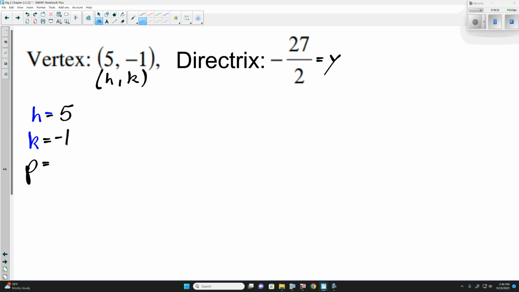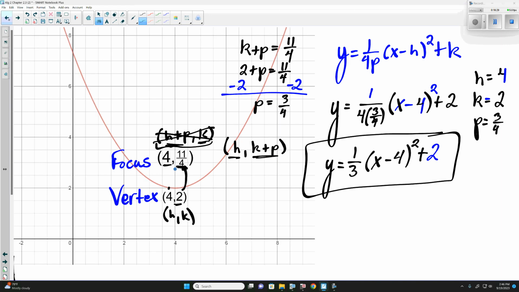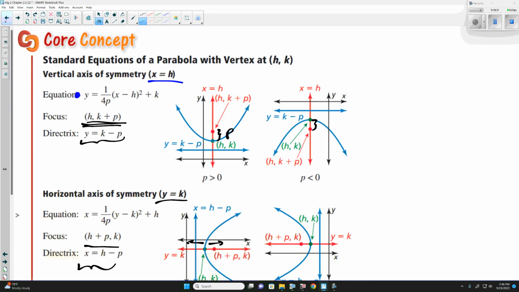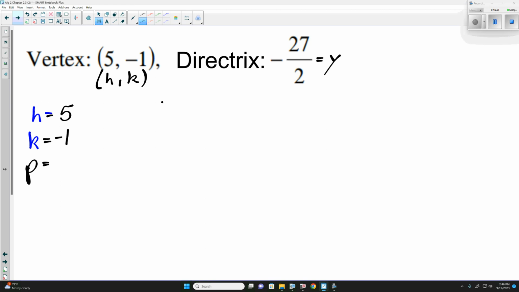Well, they told us the directrix was y equals -27/2. Right. So looking at the two of these here, the only one that has a directrix of y equals is this one here. So it tells us it's the y equals equation, y equals 1/4p times x minus h squared plus k.